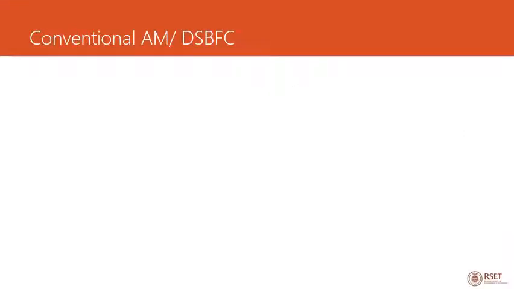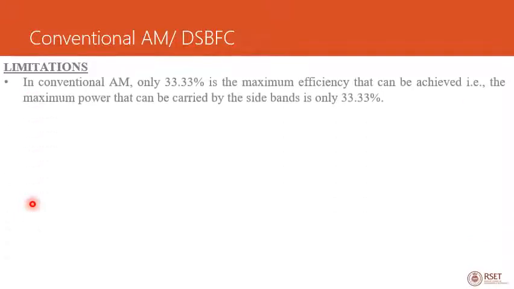In this slide, we are going to discuss the limitation of conventional AM or double sideband full carrier. In conventional AM, only 33.33% is the maximum efficiency that can be achieved. That is, the maximum power that can be carried by the sideband is only 33.33%. In conventional AM or double sideband full carrier, you have 3 signal components: a carrier, an upper sideband and a lower sideband.